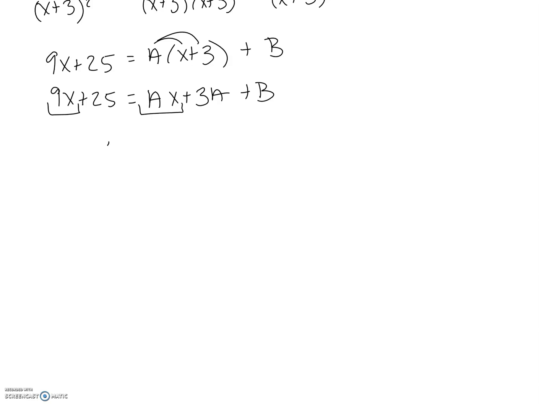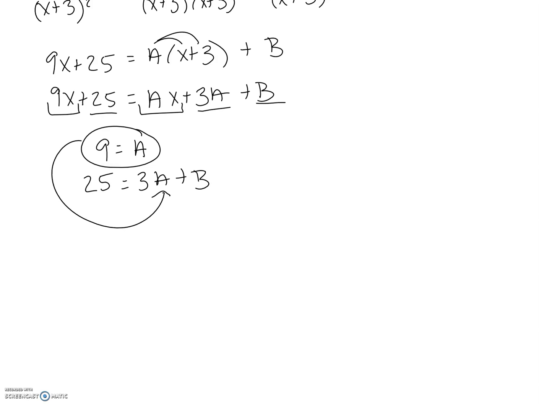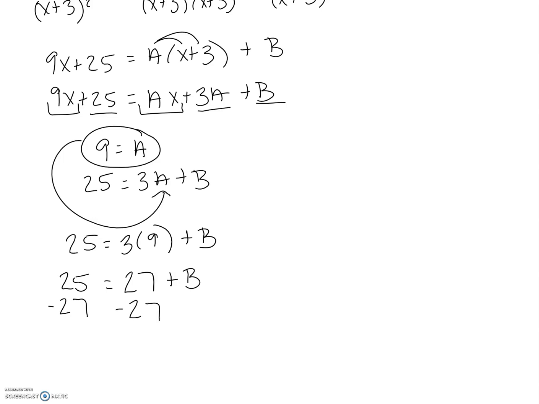Now when I group things together, the 9x and the ax are the only two things with an x. So when I write the equations, I know that 9 equals a. I don't have any b term there. Then for my second equation, 25 equals 3a plus b. I already know what a equals, so I can substitute it in for a. So I would really be writing 25 equals 3 times 9 plus b. I know that 3 times 9 is 27. And then when I get b by itself, I get that negative 2 equals b.